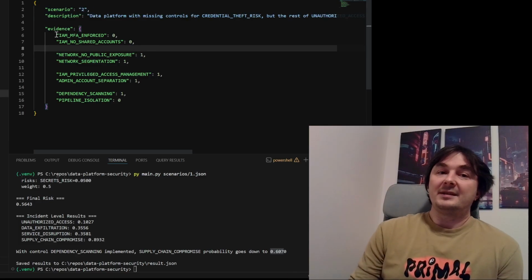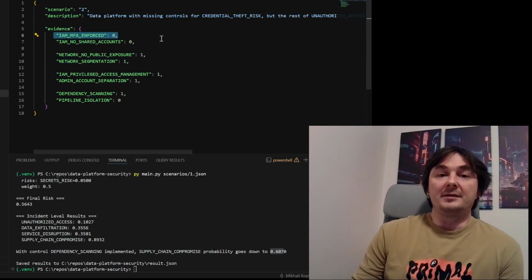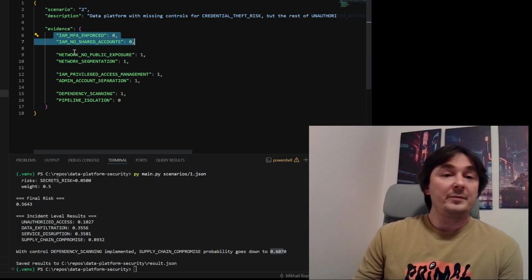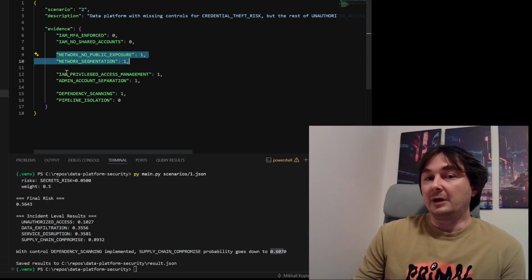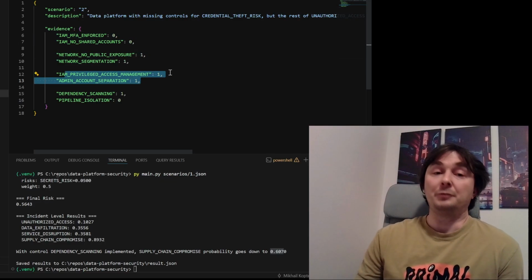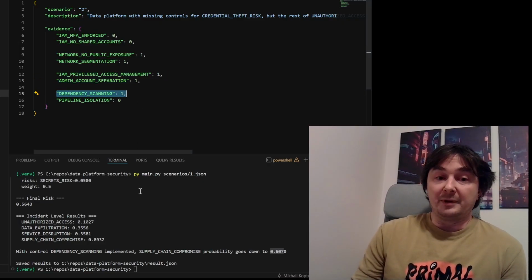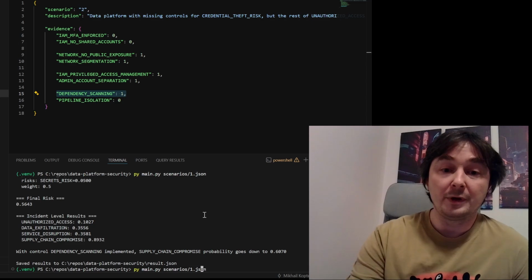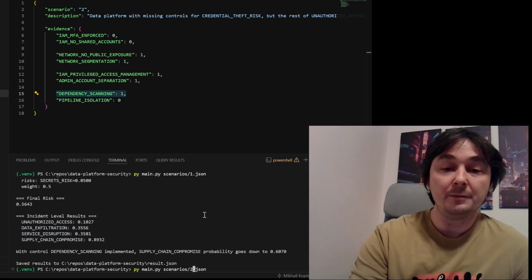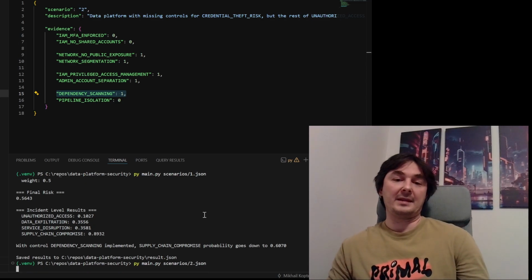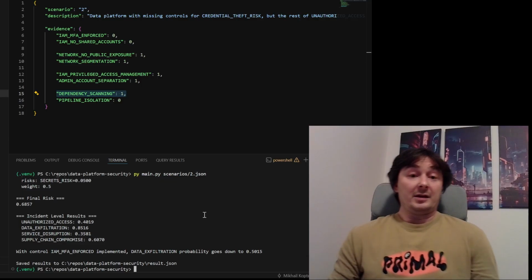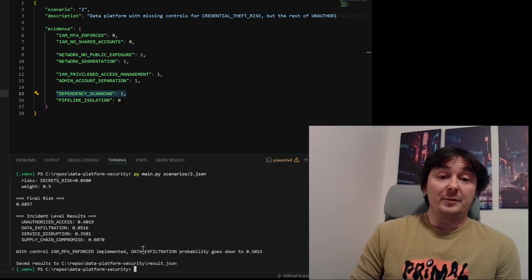Here everything is roughly the same as it was, but the difference is that the IAM is not as good as it was before, but still the network is solid. Some of the controls around roles are in place, but on top of that the dependency scanning is implemented. So if we would rerun this with number 2, it will change some of the numbers.